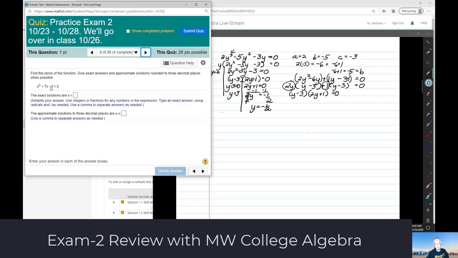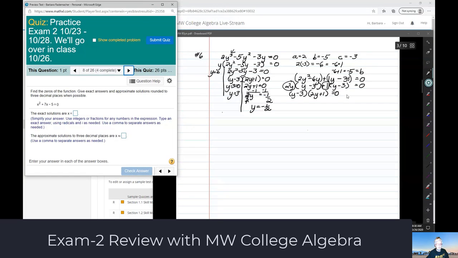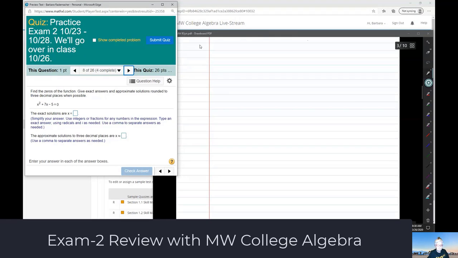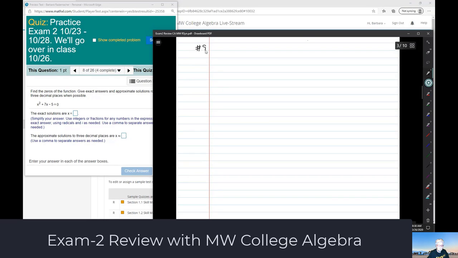Okay, this is not factorable. You will have to use the quadratic formula. So let us use the quadratic formula. This is number 8. Okay, there's a 1 in front of the x squared. A equals 1, B equals 7, C equals negative 5. And so X equals negative B plus or minus the square root of B squared minus 4AC all over 2A.